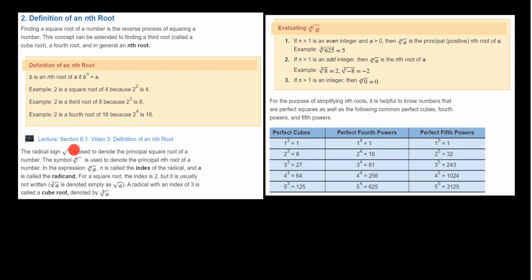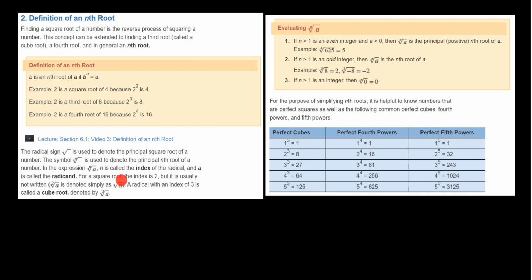And then the radical sign, as I spoke about earlier, we use that to denote the principal square root of a number. So if we have some symbol and we put the n up there in that little nook, it is used to denote the principal nth root of a number. In the expression nth root of a, n is called the index of the radical, and a is called the radicand, and I'll be using those words quite often in this particular course.